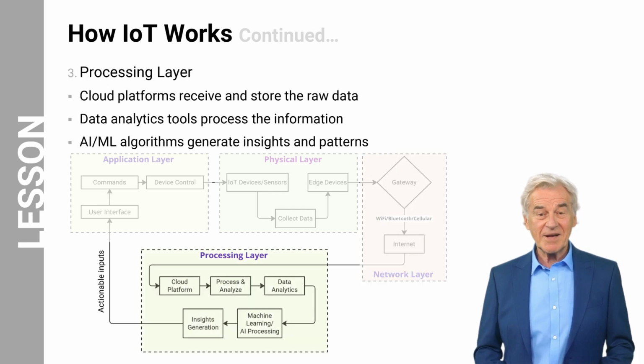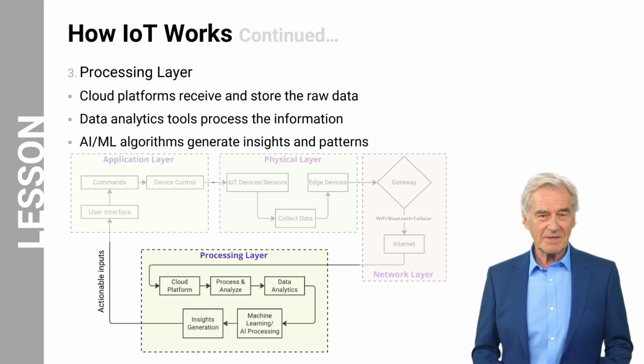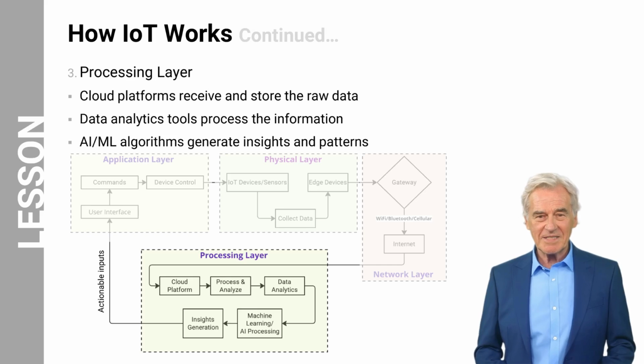In the processing layer, cloud platforms receive and store the raw data collected from devices. Data analytics tools then process this information to extract meaningful patterns. Artificial intelligence and machine learning algorithms analyze the processed data to generate insights and identify trends that can be used for decision-making.